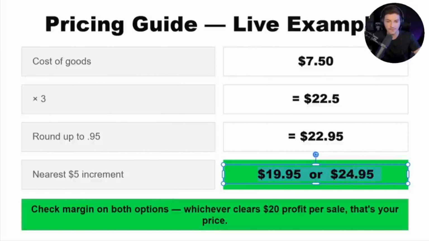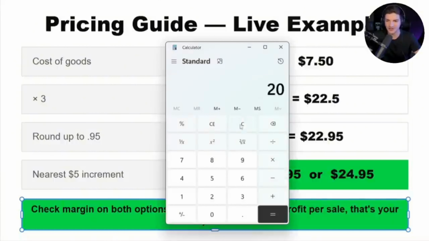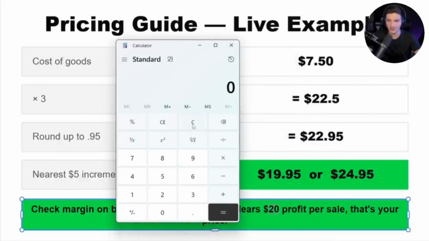So in this case, we would want to sell this for either $19.95 or $24.95, going up in those increments. But now we need to check our margins here because we need to make sure we are getting $20 profit per sale. So in this case, we want 20 per sale. So if we were doing $19.95 minus $750, that would be $12 profit per sale. That's not going to cut it. And vice versa, if we did $24.95 minus $750, that's 17 per sale. It's still less than the threshold. It's not going to cut it.